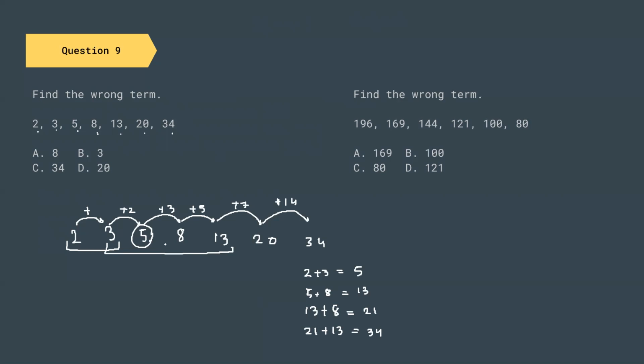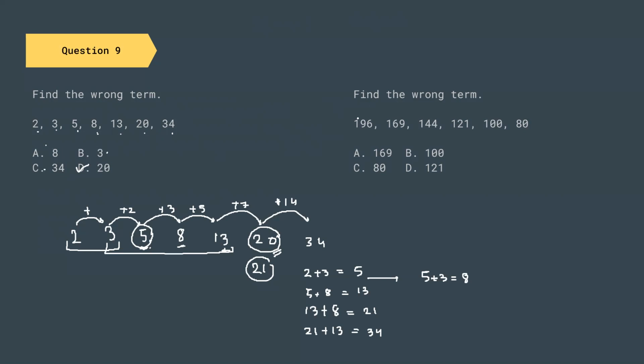I forgot to write 8 here. So this will be 5 plus 3 equals 8. So 5, 8, 13 are in their correct positions, but it should be 21, not 20. So this is our wrong answer. The wrong term in this pattern is 20. So this is our correct option and the rest of the answers are eliminated.